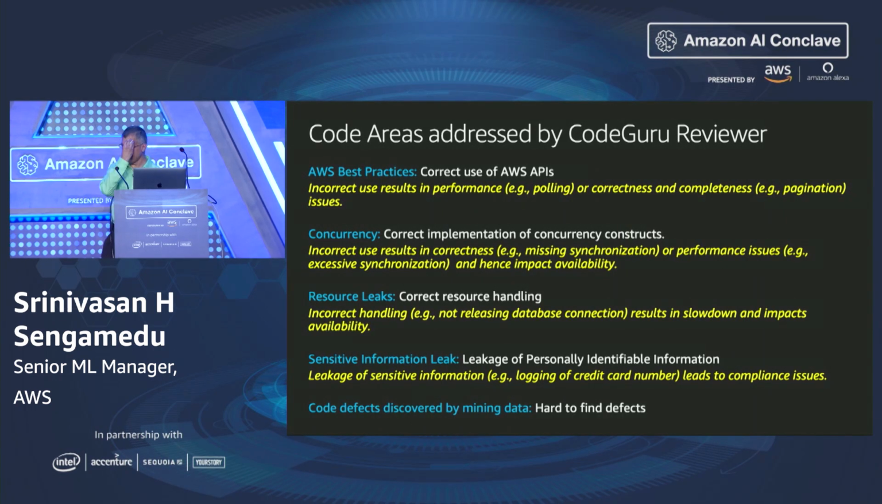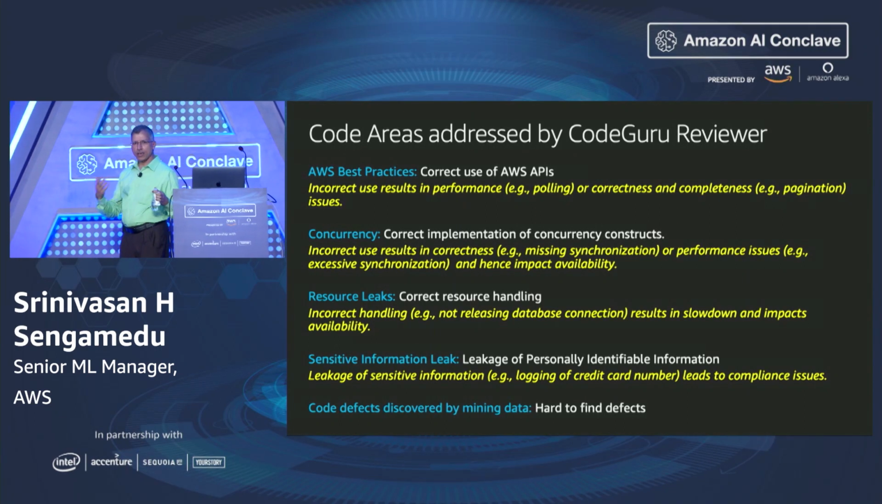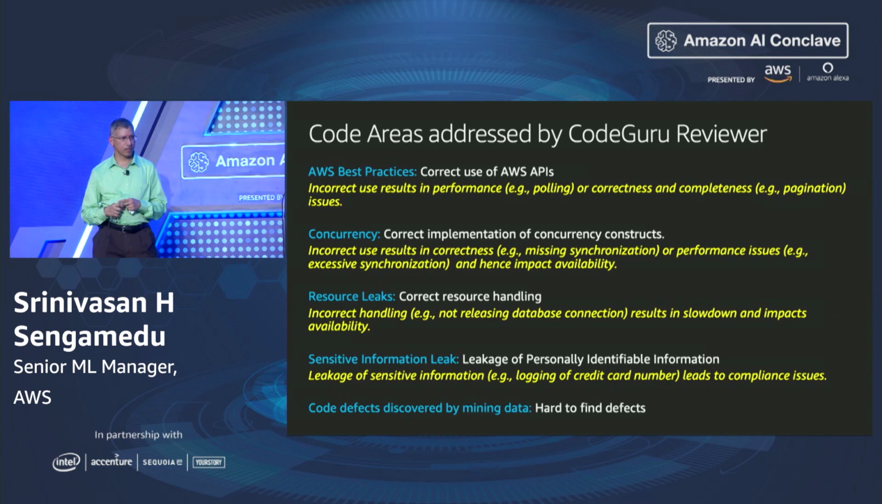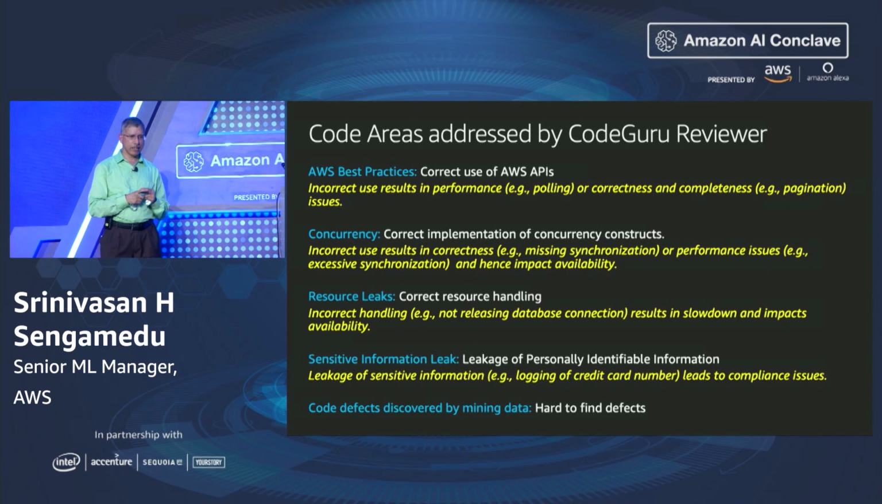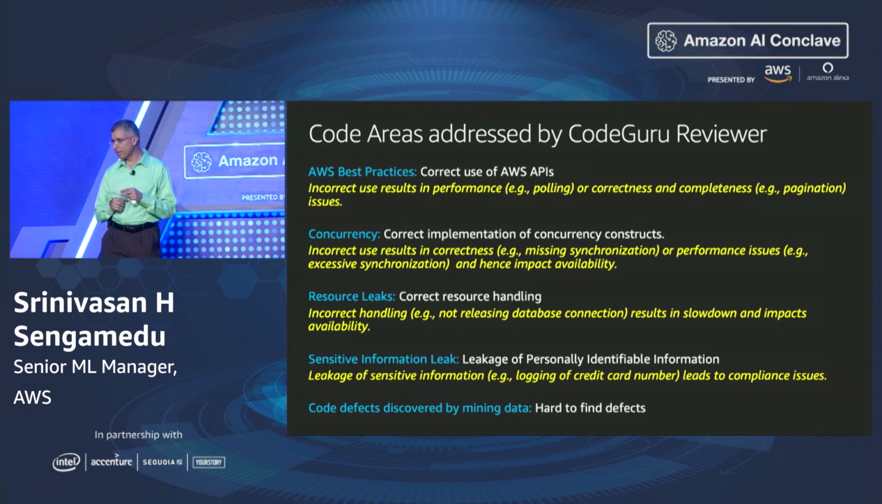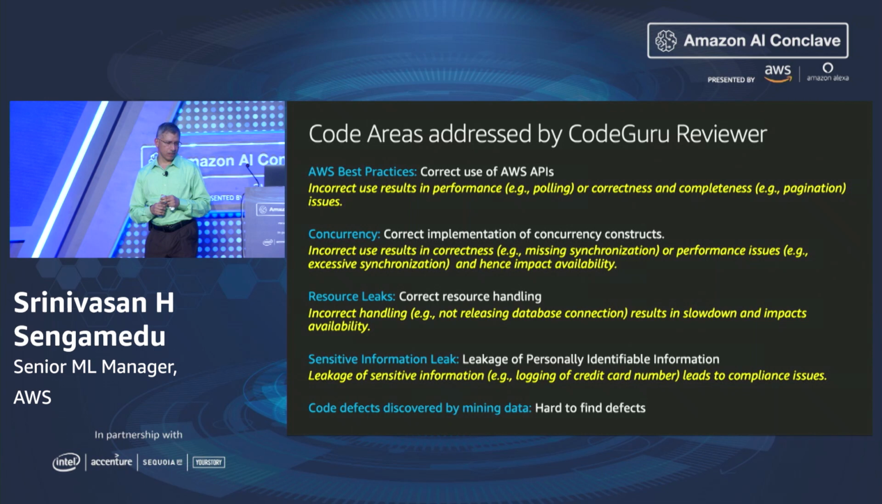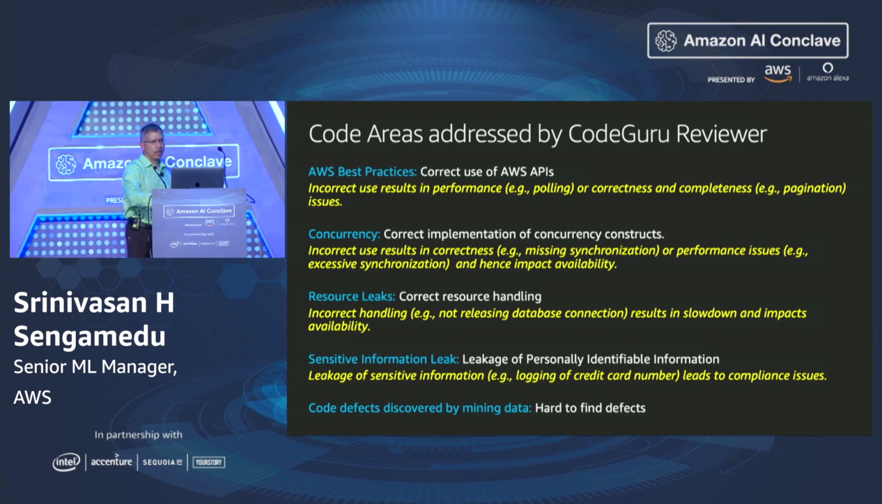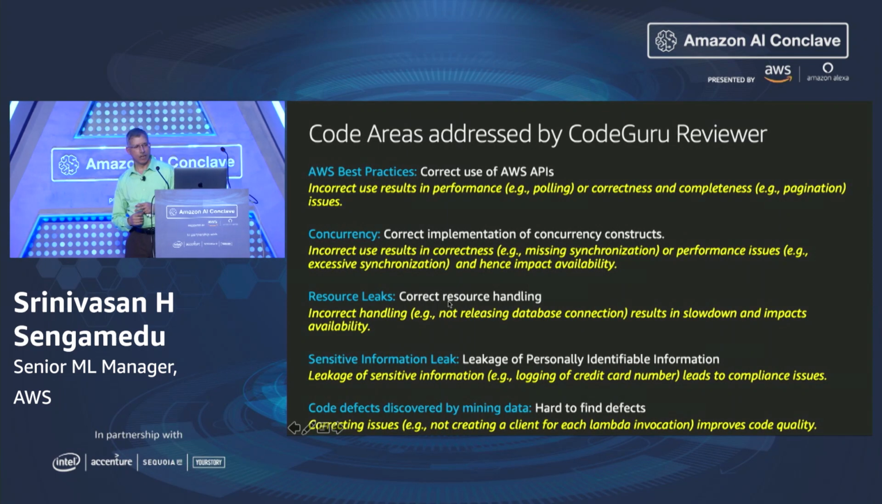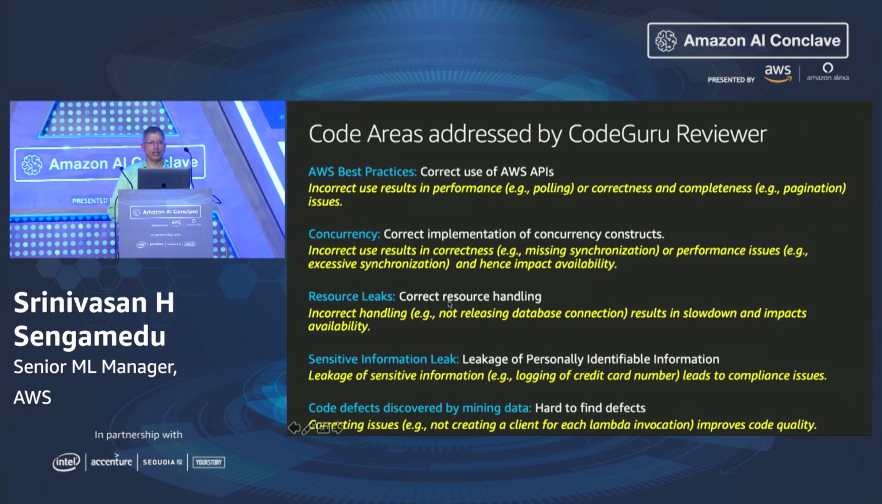And finally, there is a class of issues. They belong to multiple categories, not just a single category, and these have been identified through analysis of large code bases and the kind of defects that happen in these code bases. These cover multiple categories, including the AWS best practices. So these are the code areas that are addressed by CodeGuru Reviewer.